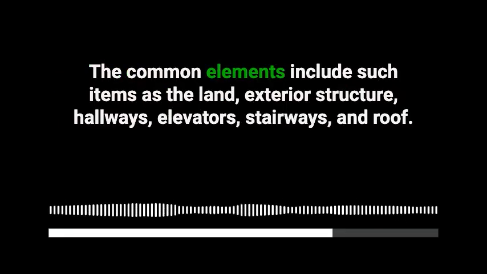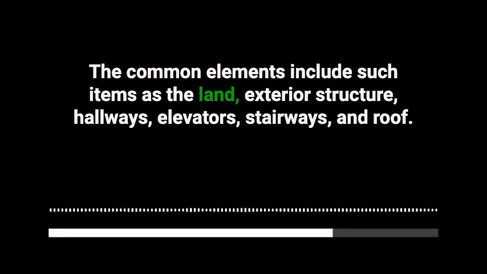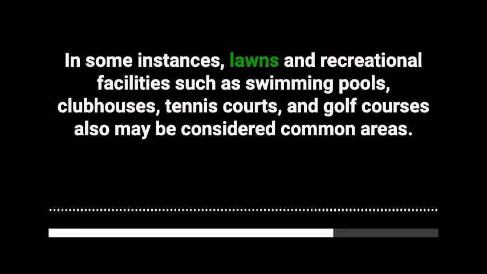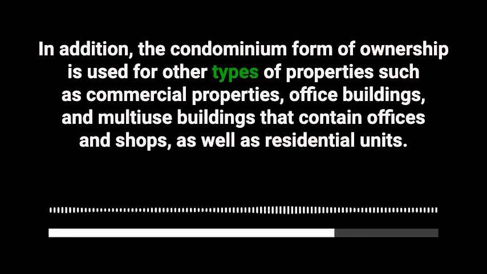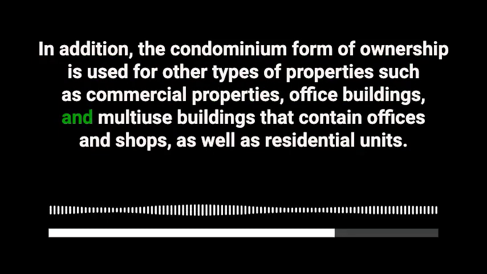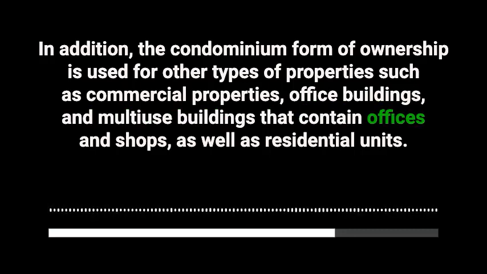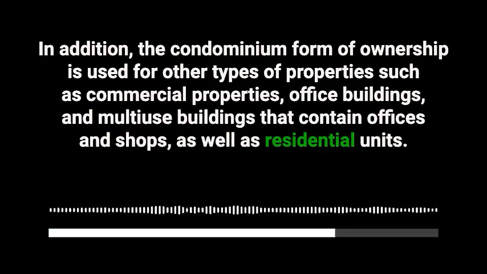The common elements include such items as the land, exterior structure, hallways, elevators, stairways, and roof. In some instances, lawns and recreational facilities such as swimming pools, clubhouses, tennis courts, and golf courses also may be considered common areas. In addition, the condominium form of ownership is used for other types of properties such as commercial properties, office buildings, and multi-use buildings that contain offices and shops, as well as residential units.